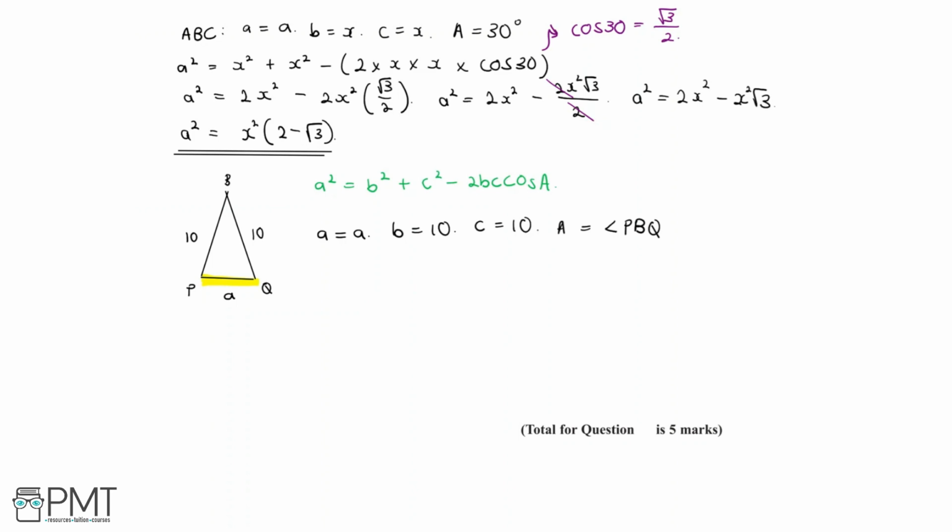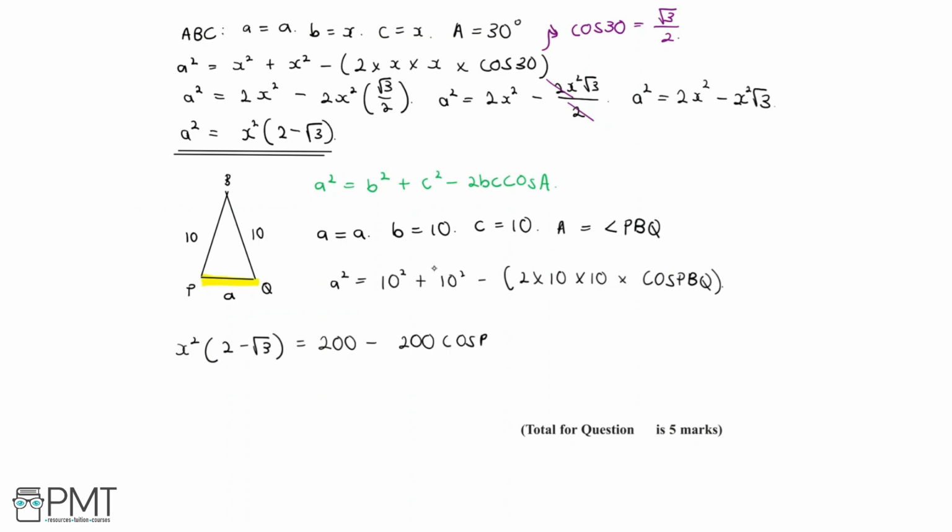So now let's start by substituting in the values. We have a squared equals 10 squared plus 10 squared minus 2 times 10 times 10 times cos PBQ. But we said that a squared is equal to x squared brackets 2 minus root 3. So we can say that x squared (2 minus root 3) equals, and let's simplify this. 10 squared plus 10 squared equals 100 plus 100, which is equal to 200, take away 2 times 10 times 10 times cos PBQ. Simplifying this, we can say that 2 multiplied by 10 times 10 is 200, and then cos PBQ stays as cos PBQ.